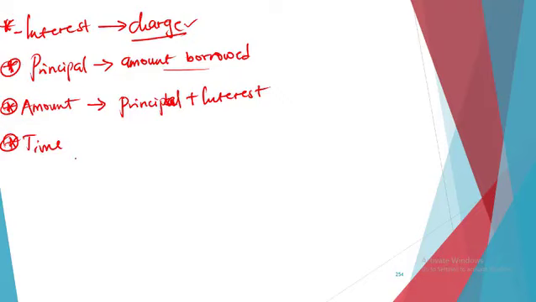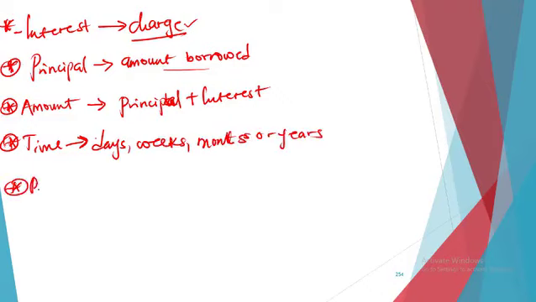And the time is the specified period that the money will last in the hand of the borrower. It can be in days, weeks, months, or years. Then lastly, we have what we call rate. The amount of interest in terms of a certain percentage of the principal is what we call rate.